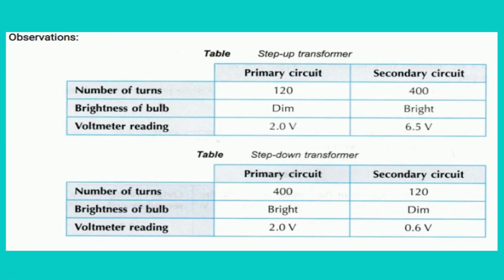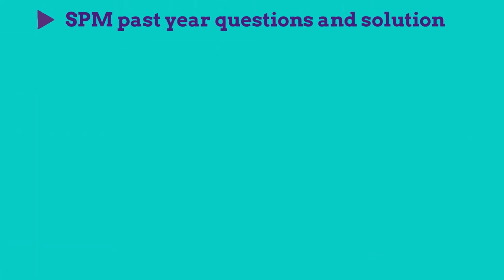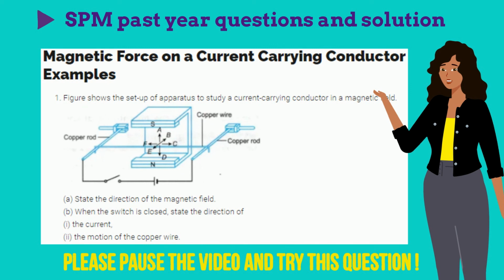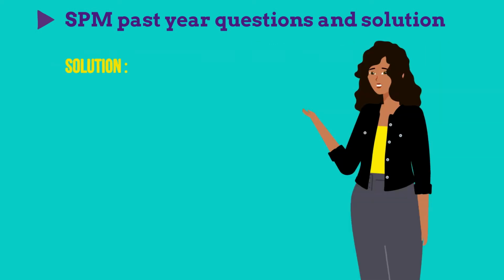For a step-down transformer, the brightness and voltage readings are lower than the values from the primary circuit, as the primary voltage is reduced. As a conclusion, the greater the number of turns of the secondary coil, the greater the output voltage. Here are a few SPM past year questions with the solution provided. Let's try to concrete your understanding of this chapter.